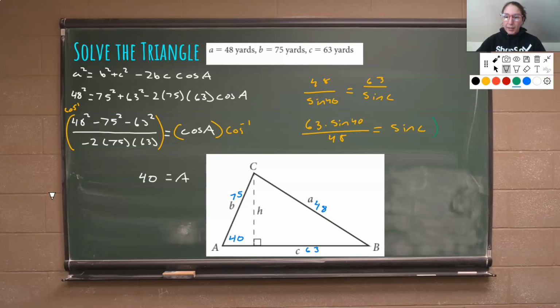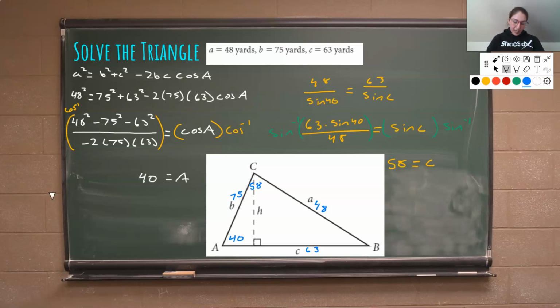Now we would hit both sides with inverse sine. And C then shall be inverse sine of 63 times sine of 40. Oh, also make sure your calculator is on degrees, otherwise this isn't going to work. Divided by 48. We get 57.5, but we're rounding again, so this will go to 58. And that's big C, so big C now we know is 58.